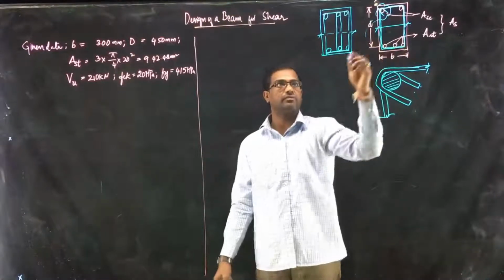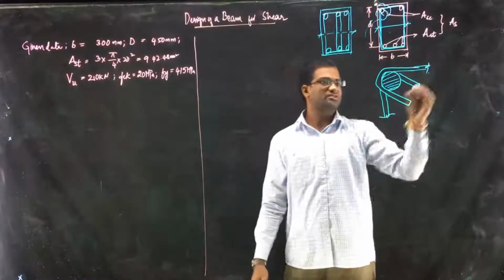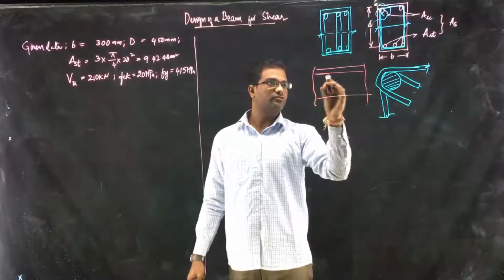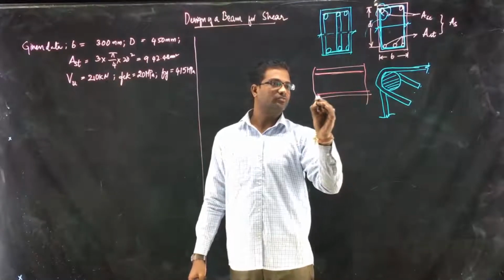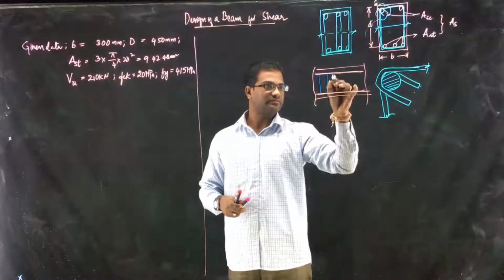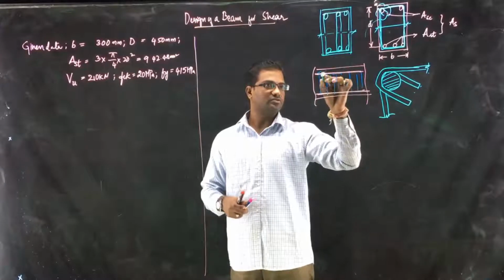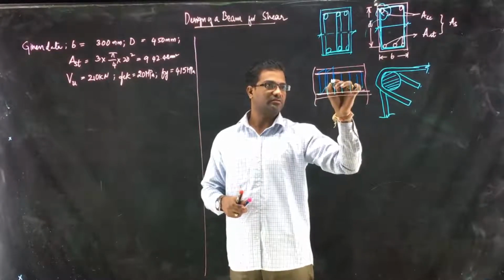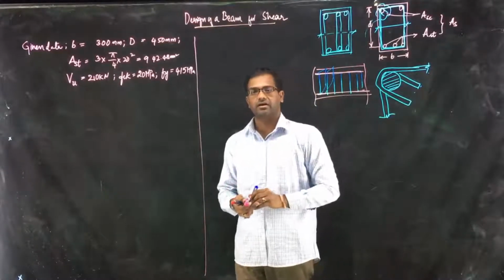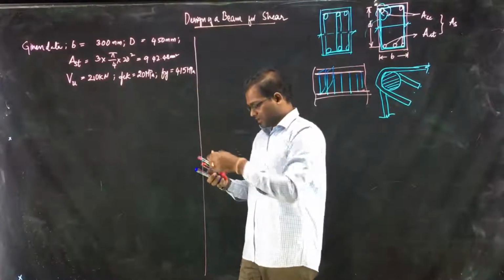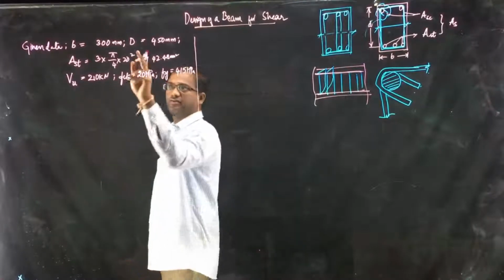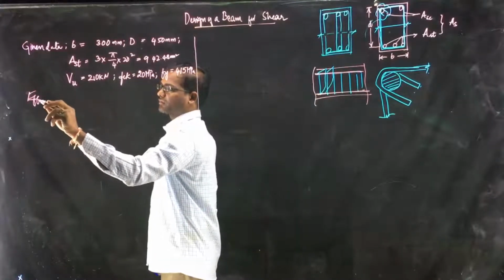So this is the cross section of the beam, and if I take a longitudinal section something like this, then you will have the main reinforcement running here, and your rings will come something like this. This will be tied something like this, and this is how it looks. You need to design the diameter and the spacing. So the procedure is: you are given certain data, including the overall depth, so you need to calculate the effective depth.